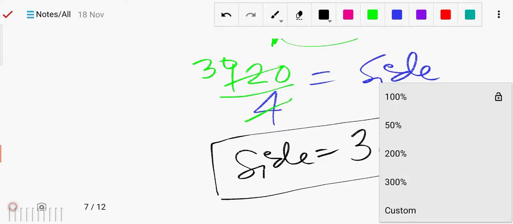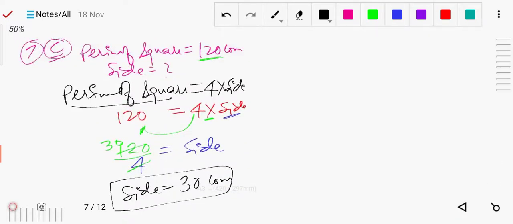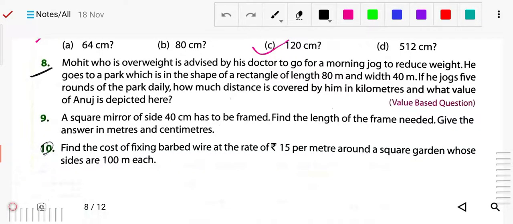One second, you can just see it also. So like this, first you write what values are given, and then put the formula and place the values accordingly and solve. So this is the answer: side equals 30 centimeter. Now question number 8.